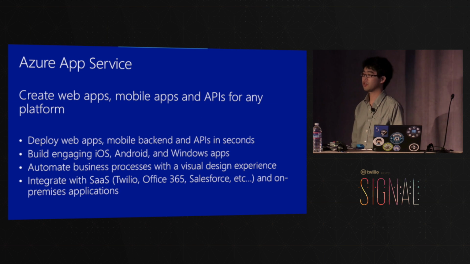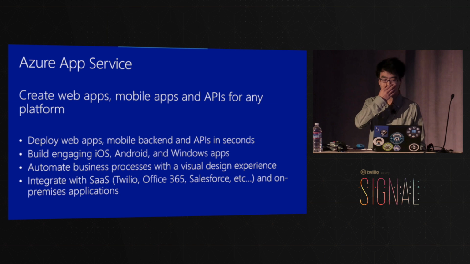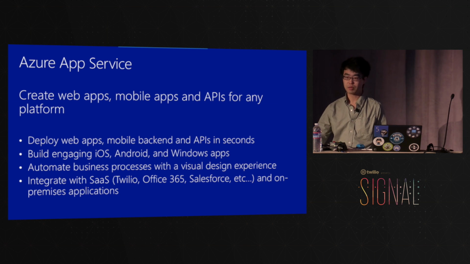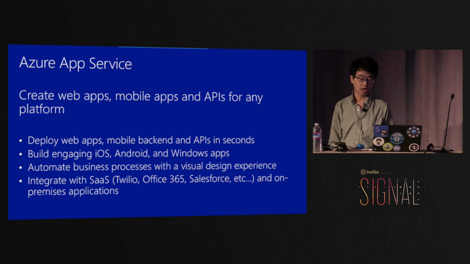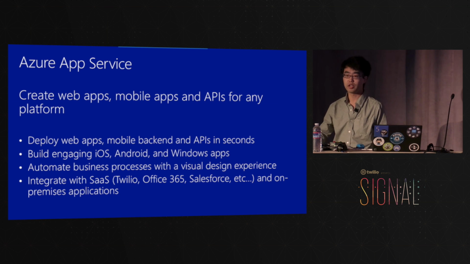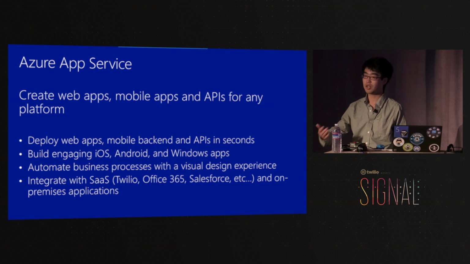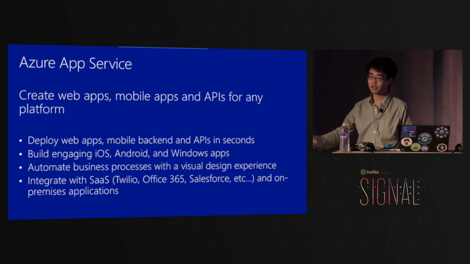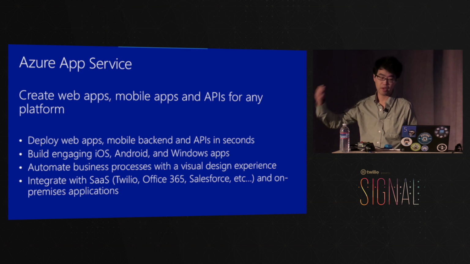So what is Azure App Service? The idea of Azure App Service is to enable you to create modern applications like web applications and mobile applications, and also hosting APIs for any platform. So our goal is to say, hey, no matter what kind of technology you like, what kind of skill you know, we want to support you. And we want to do it in a very fast fashion, in a very productive fashion. So a lot of the values and features we deliver are tuned into this kind of mindset.